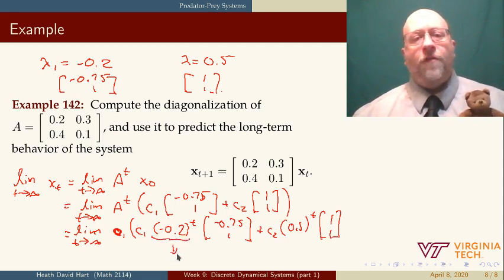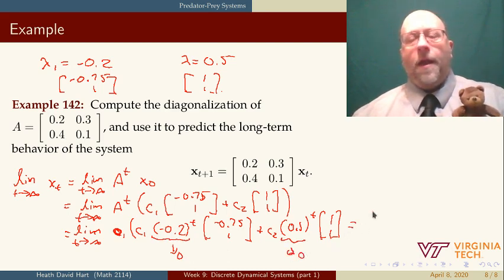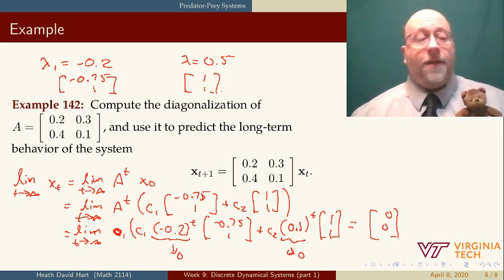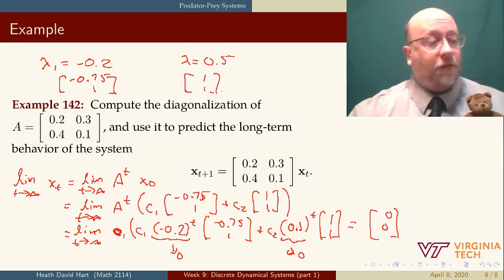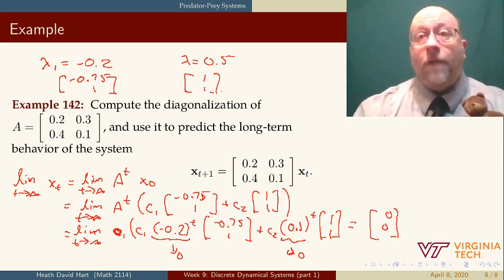This term approaches 0, and this term also approaches 0. And so it didn't matter what our initial condition was. It doesn't matter what x naught is. No matter what the initial condition is, this system will always approach the origin over time. Because both eigenvalues, when we raise them to the t power, approach 0. And therefore, it doesn't matter what the initial condition is. The system will always, always, always approach 0.